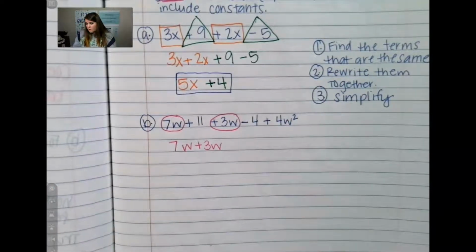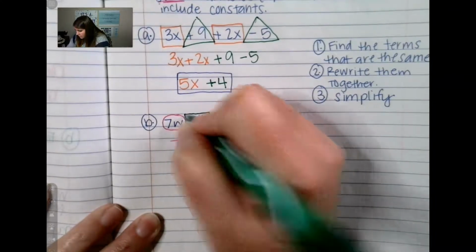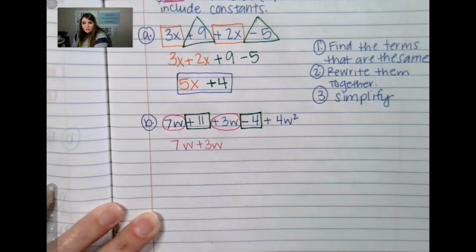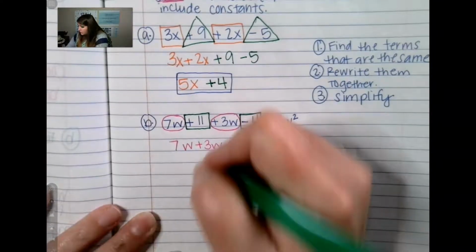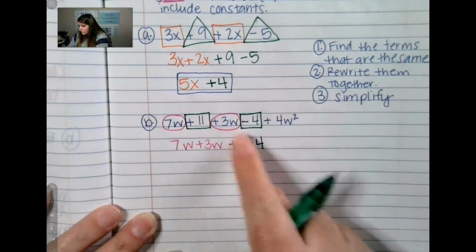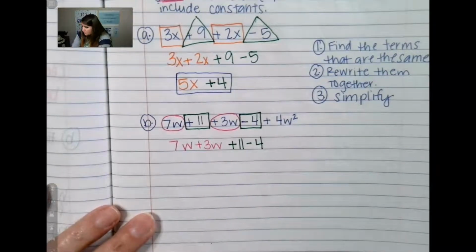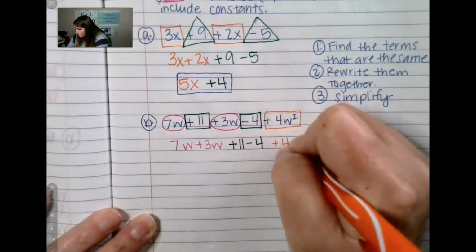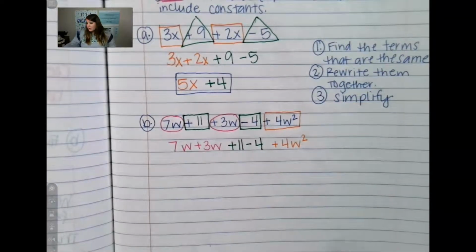Now I'm going to continue on my journey here, and I'm going to put things together that are the same. There's a constant, and again, that one doesn't matter. It still has a W squared on it. So I'm going to put plus 11 minus 4. Those terms go together. They're both constants. And then my last problem that I have is going to be this plus 4W squared. That one is going to be separate because of the squared.